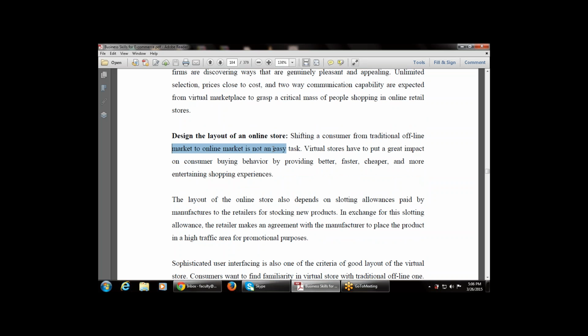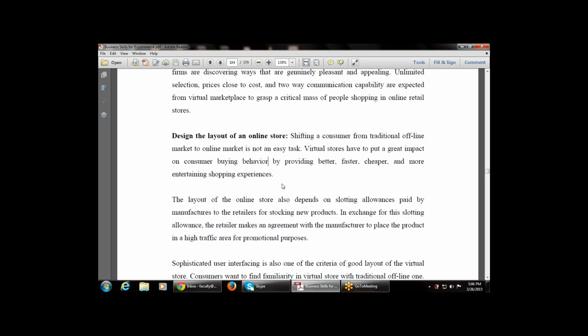Shifting a consumer from traditional offline to online is not an easy task. A virtual store has to have a great impact on the customer's buying behavior by providing a better, faster, cheaper and more entertaining shopping experience. So it is not just a shift from traditional offline to online, but it also provides the customer with satisfaction.